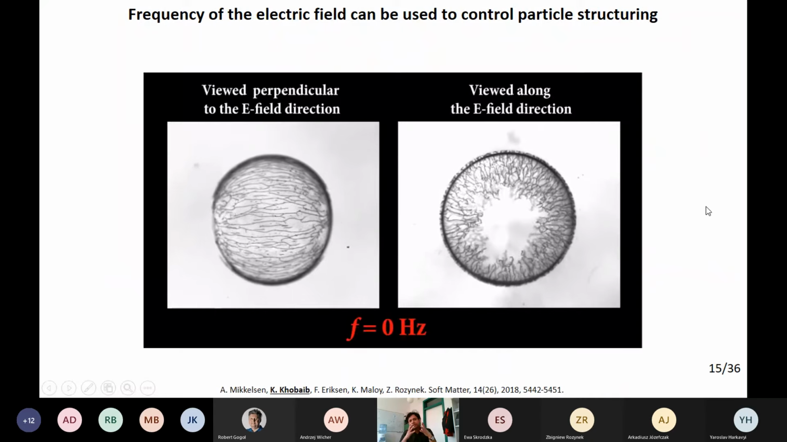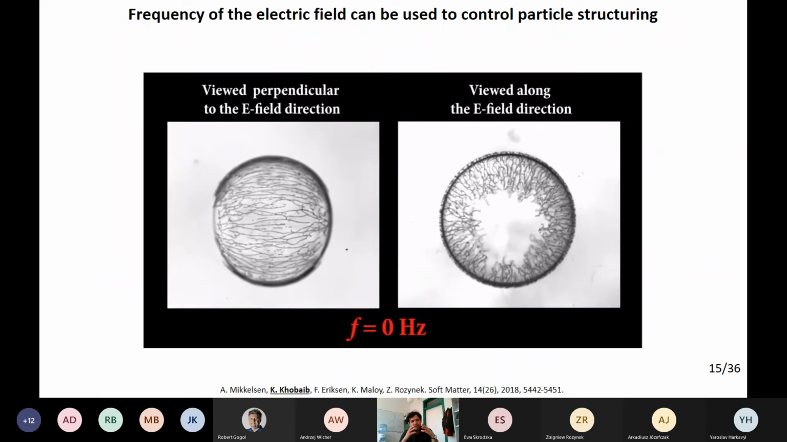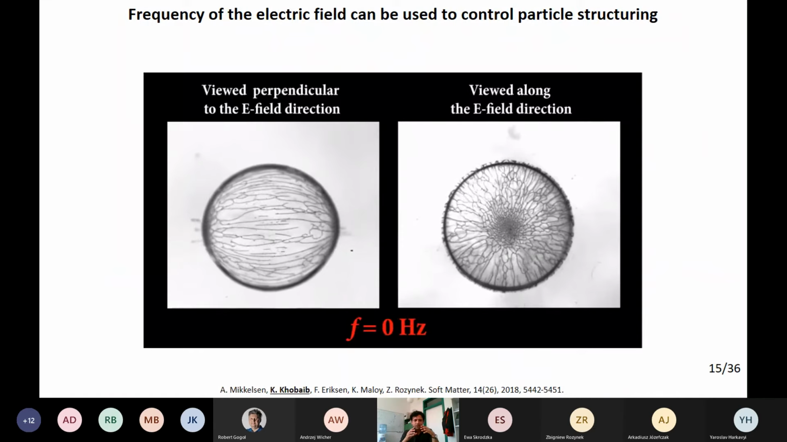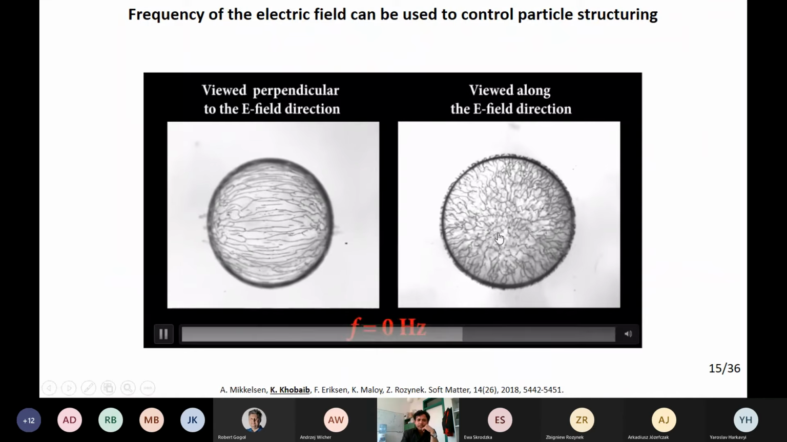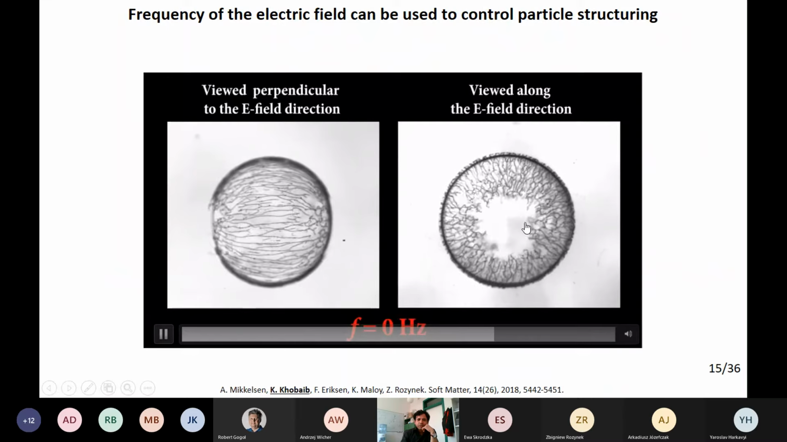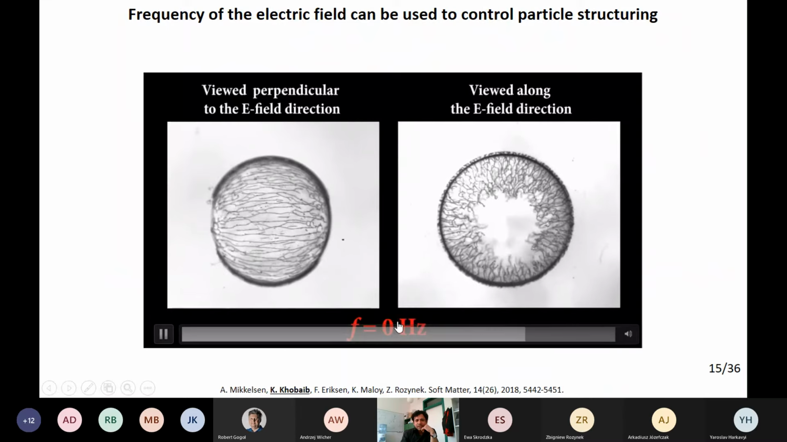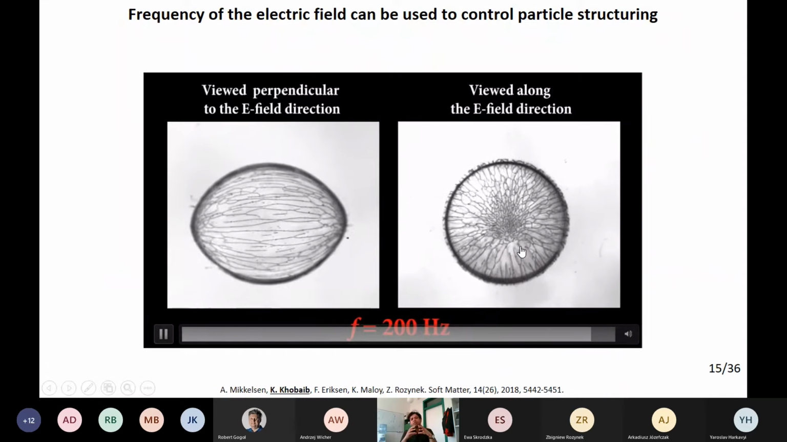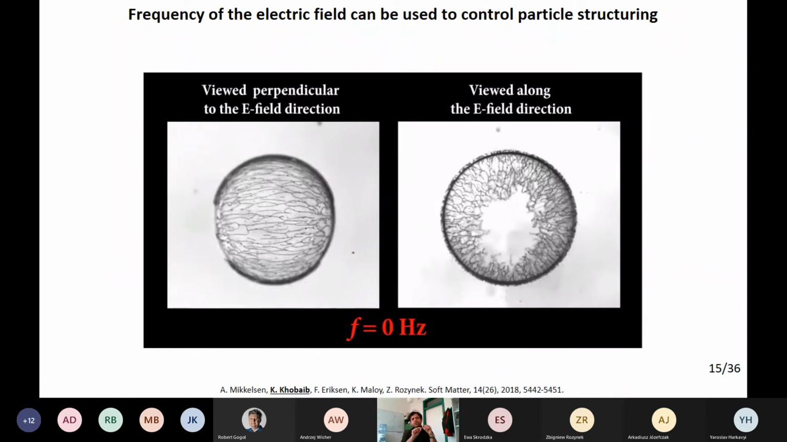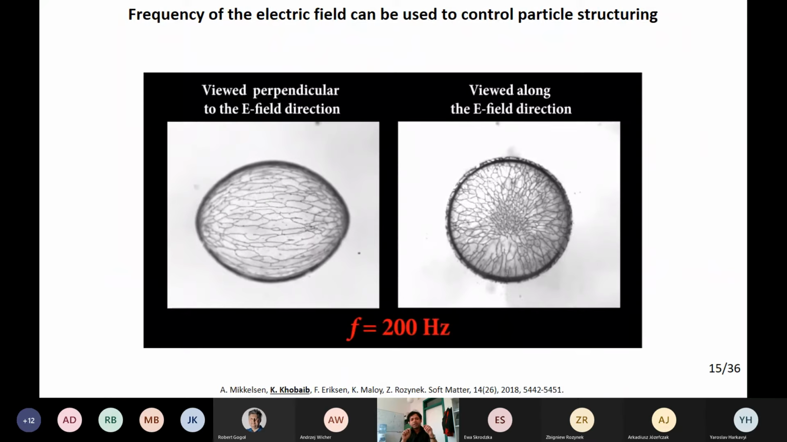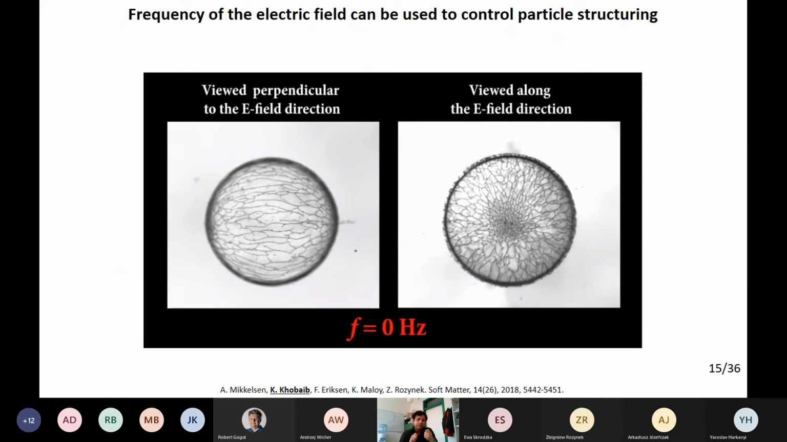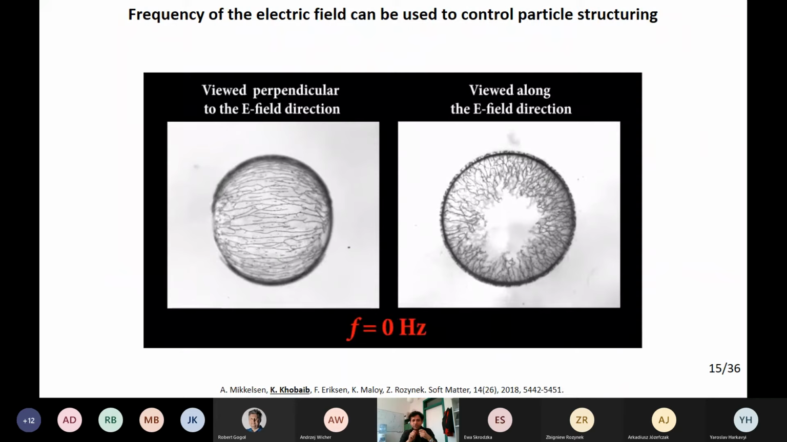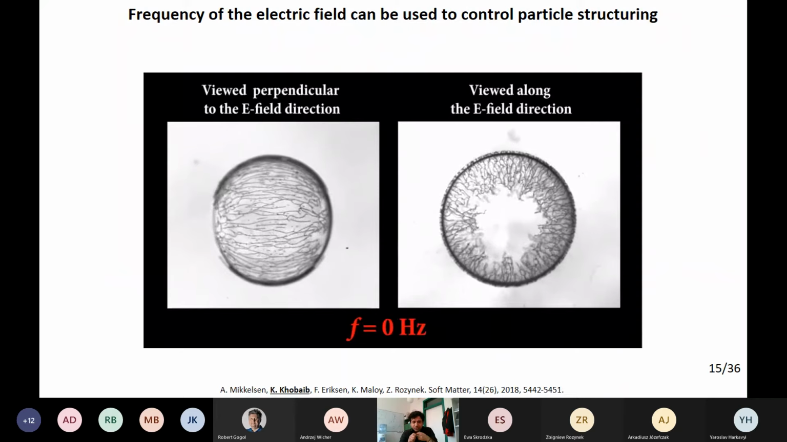We just changed the frequency of the electric field. When we apply 0 Hertz, there is no particle at the pole. But when we apply 200 Hertz, we can see that the particles cover the whole droplet and form chains from one pole to another pole. So it means that the electric field is also a parameter where we can structure the particles by changing its frequency.